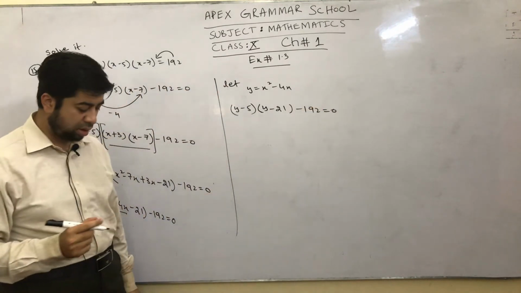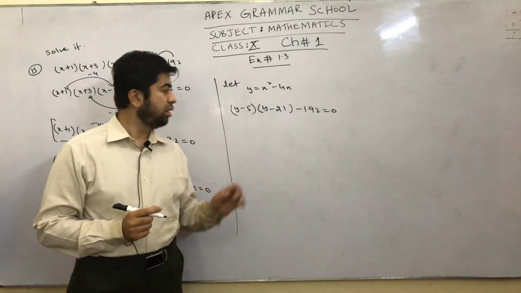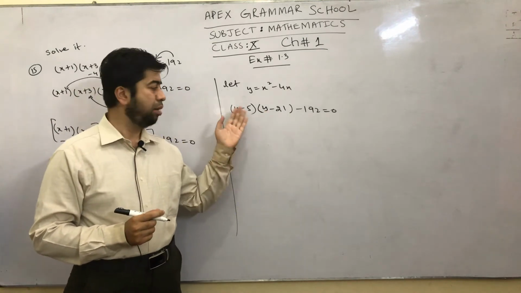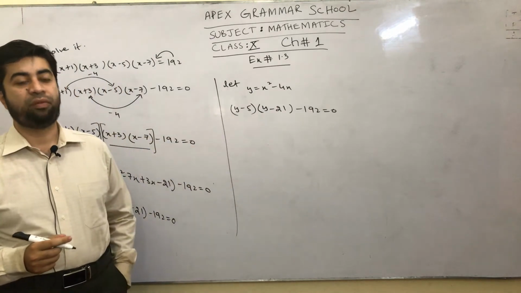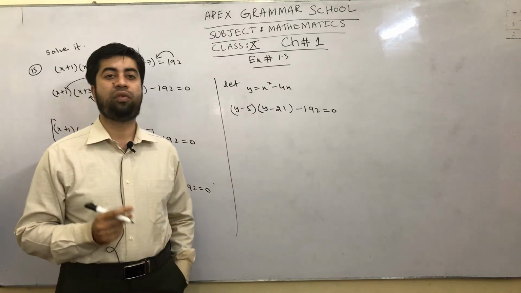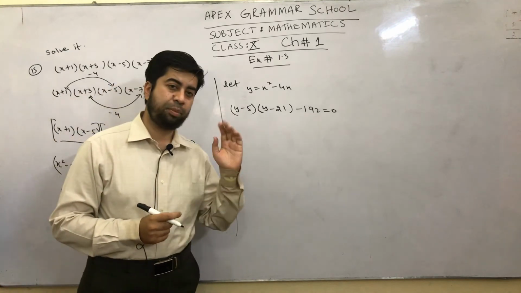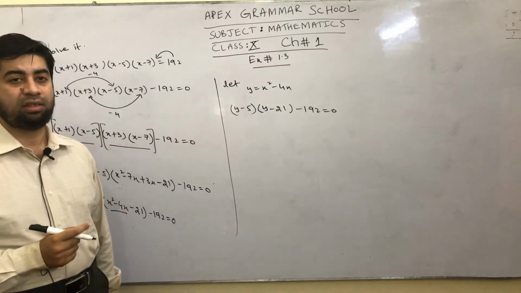Now you can see that there is no variable other than y. The variable has changed; it is only y. So you just have to find the value of y, just like the previous questions of exercise 1.3.